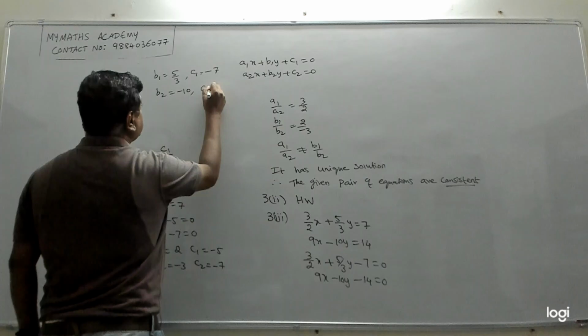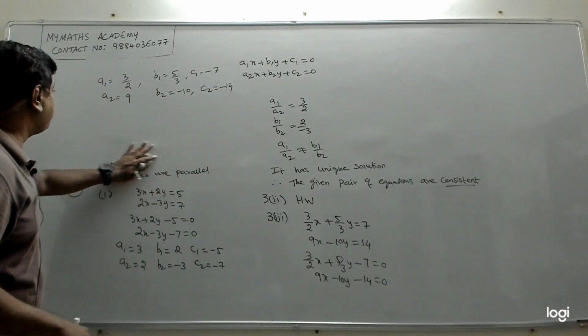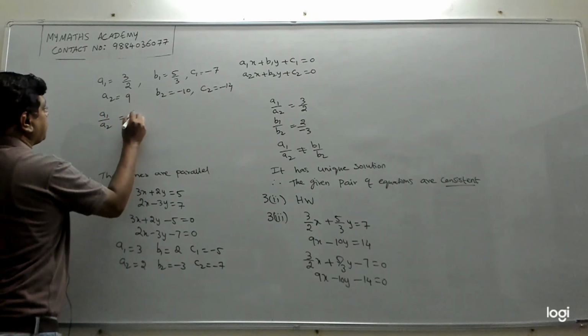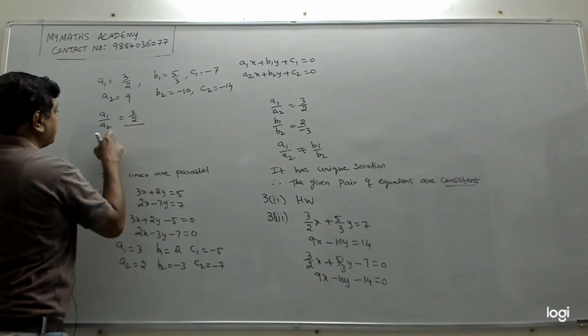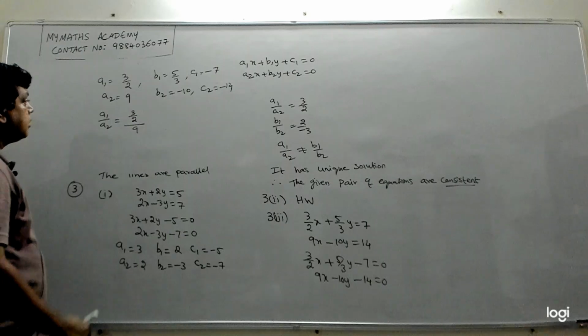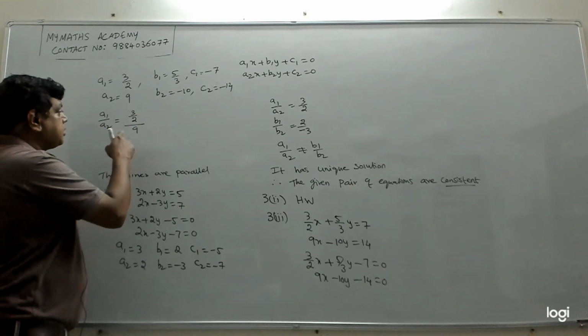My c2 is minus 14. Now let's try to find what is a1 by a2. a1 is 3 by 2, a2 is 9. So it's a fraction division again.